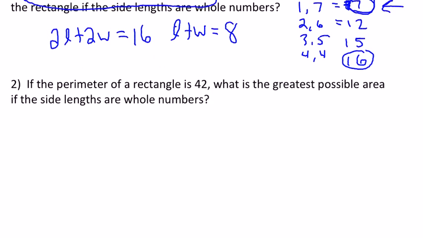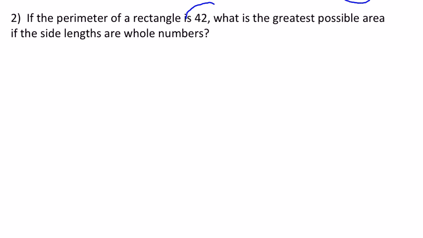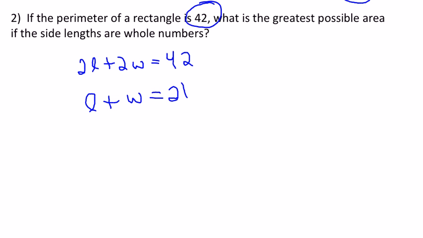The other example just uses a little bit bigger number. We use 42. We do the same trick we started with before: if 2L plus 2W equals 42, then we divide everything by 2 to get length plus width equals 21. Now we start considering all the pairs. The problem is our number of pairs is pretty high. So we start with 1 and 20, and then we look at 2 and 19, and 3 and 18.